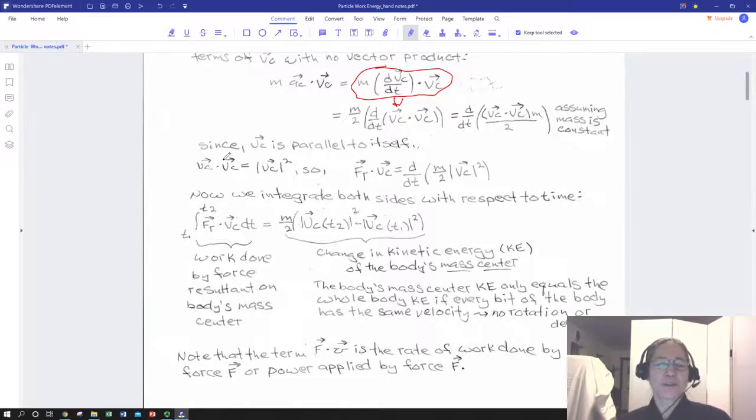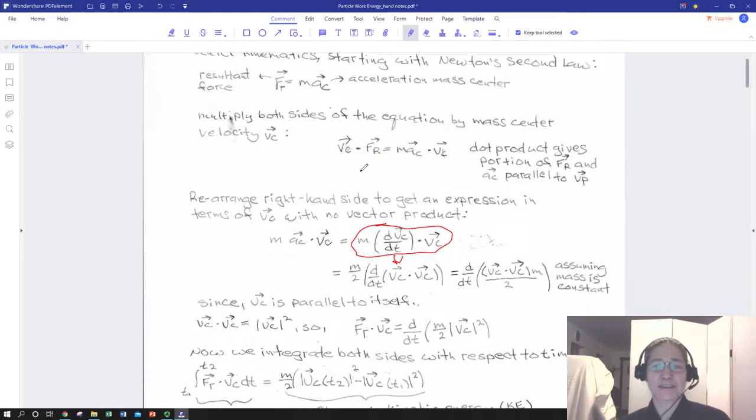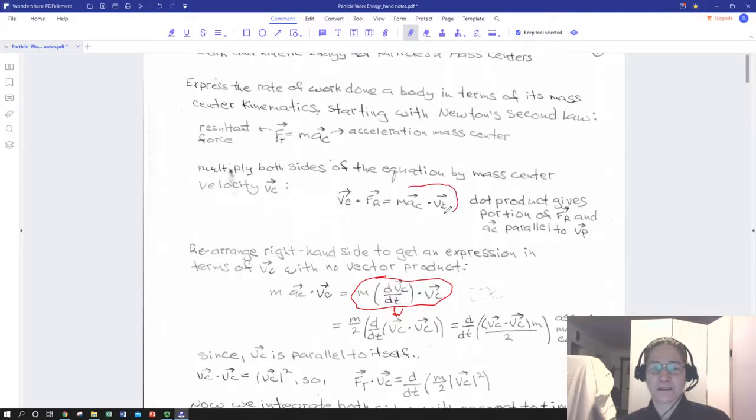So using principles of dot product, something's parallel to itself, so v sub c dot v sub c, full vectors, is going to equal just the magnitude of v sub c squared. So we can replace that up here, and we can go back and remember, wait a minute, we've only been working with the right-hand side of this equation, but we now have an expression for that that's all scalar and all in terms of the velocity of the mass center. So now we're going to compare that back to the left-hand side.